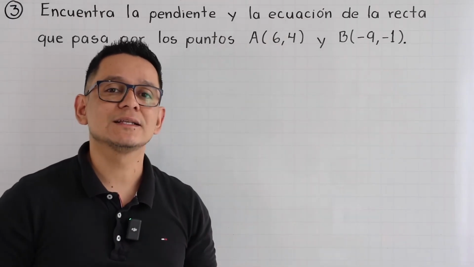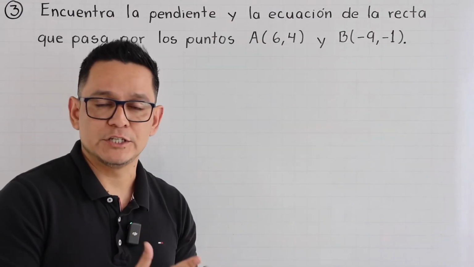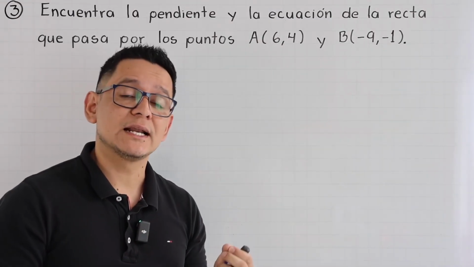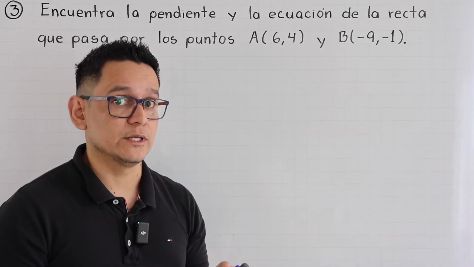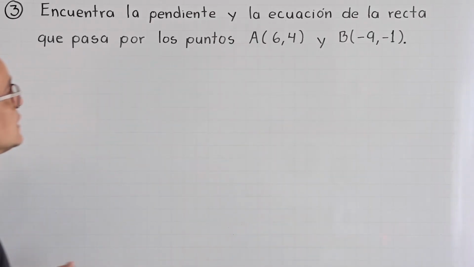The equation of the line we're going to find is the point-slope form, but while we're at it, we'll also find the equation of the line in its slope-intercept form. In other words, we're going to find it in both of those forms. All right, let's start by finding the slope first.